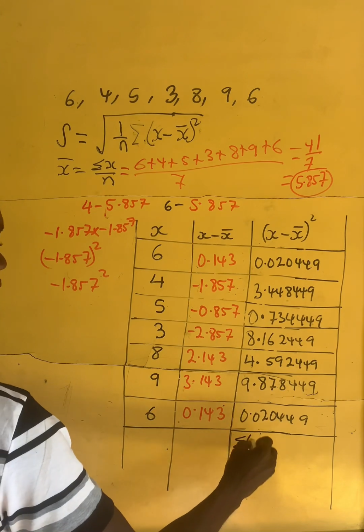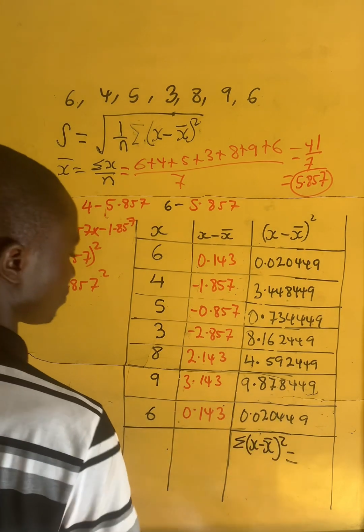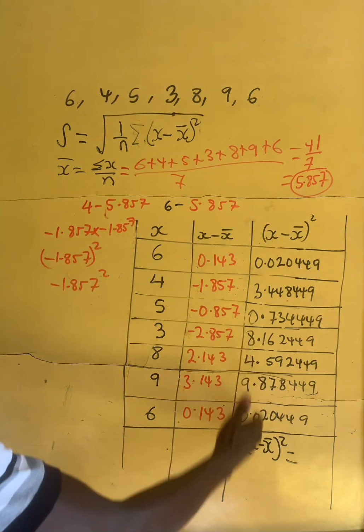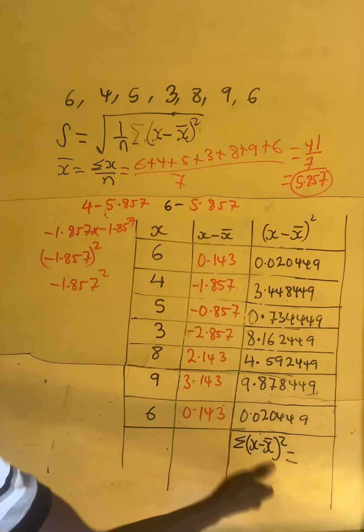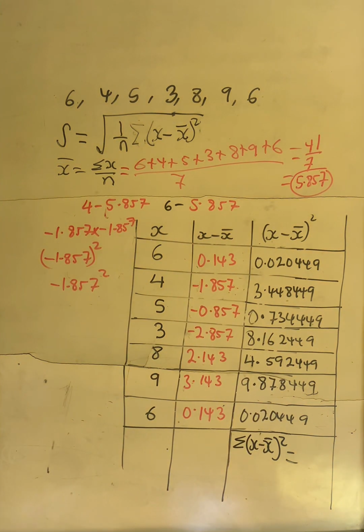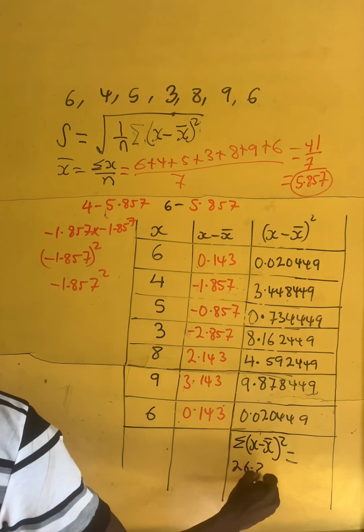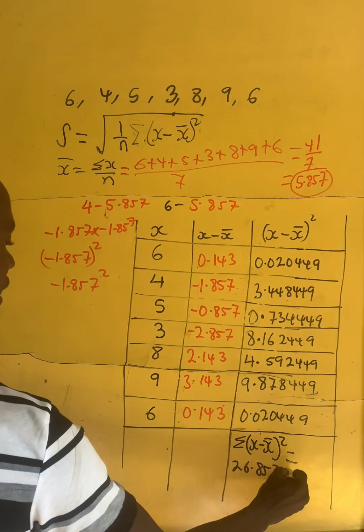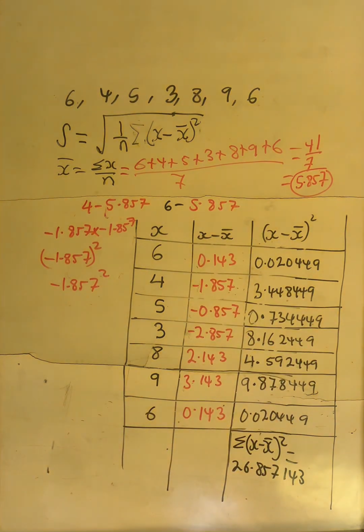So we sum these to get the summation of (x minus x bar) squared. So we found x minus x bar all squared. So let us sum these together. And if we sum these, we are going to get 26.857143. That is the sum of all these numbers.